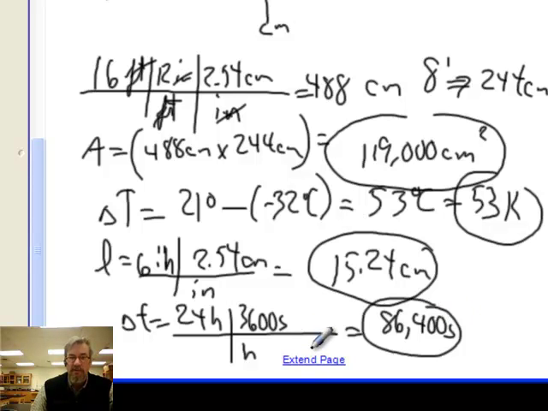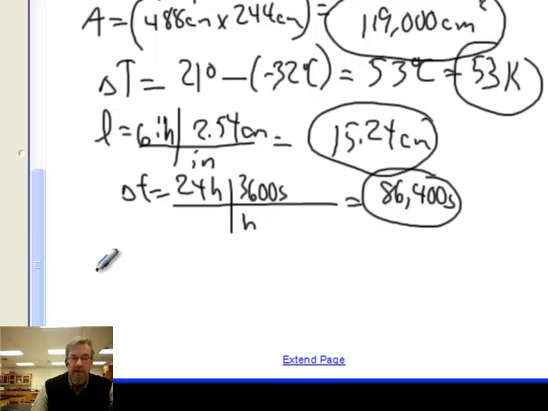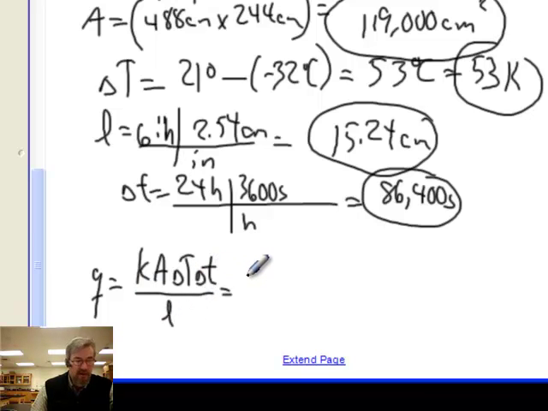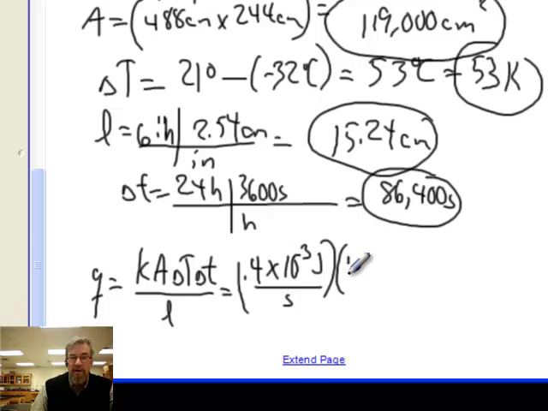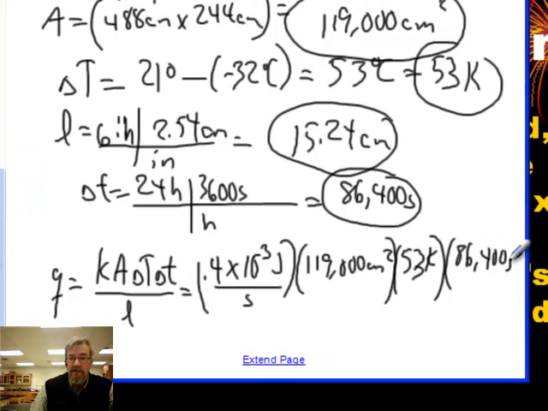All right, so taking all these numbers and plugging them back into that original equation for Q, remember Q was equal to K, A, delta big T times delta time divided by length. Well, the K was 0.4 milliwatts. So 0.4 times 10 to the negative third joules per second times area. Well, our area was 119,000 square centimeters times delta T. Well, that was 53 kelvins times delta time. That's 86,400 seconds. And that's all going to be divided by the path length, which was 15.24 centimeters.